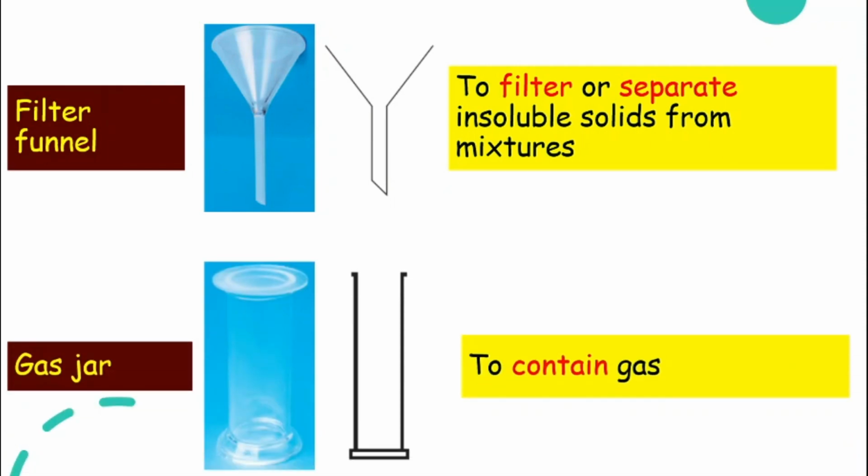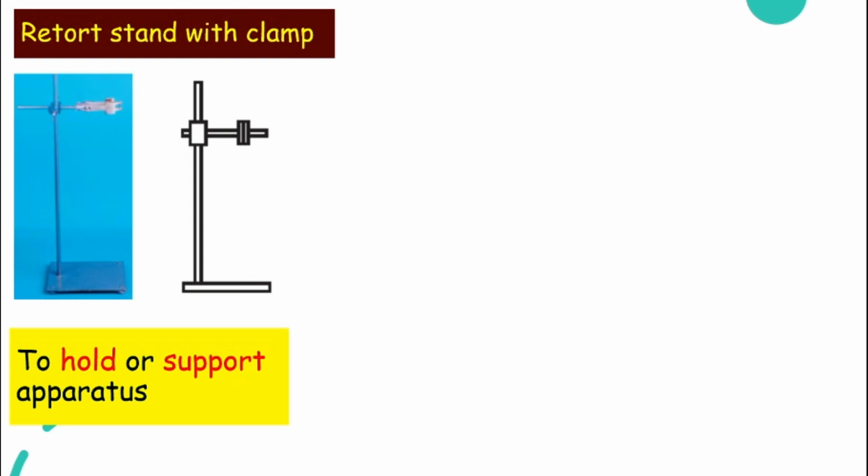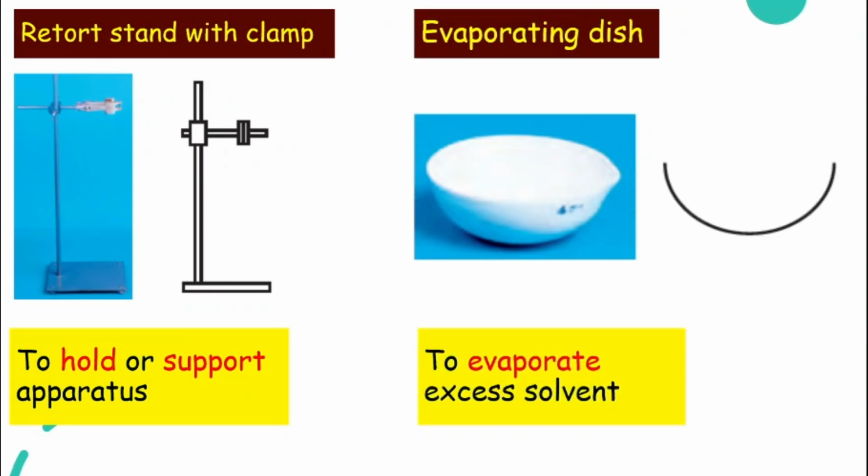And this is a gas jar, which we use to contain gas. A retort stand with clamp is used to hold or support apparatus. And finally, we have an evaporating dish. We use this dish to evaporate excess solvent.